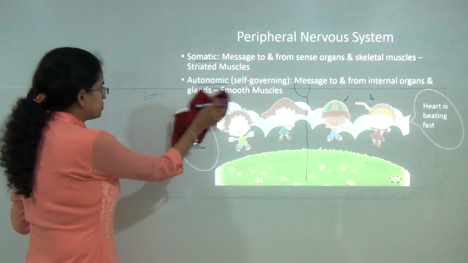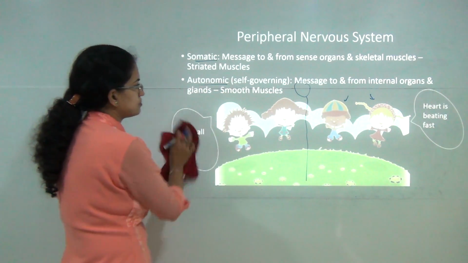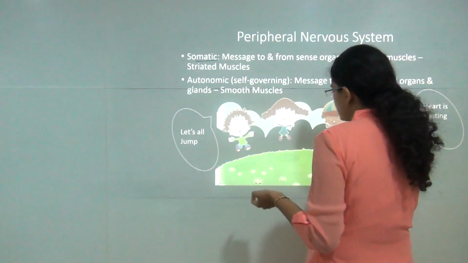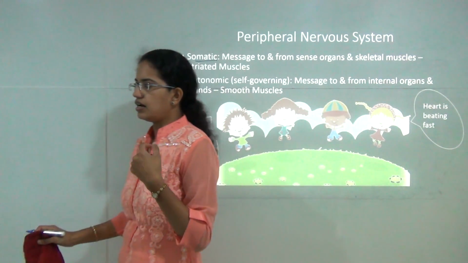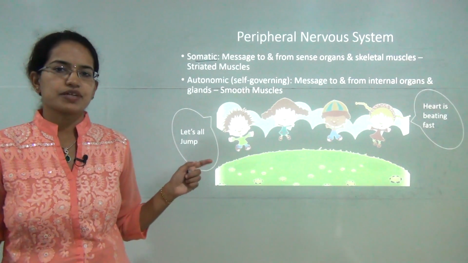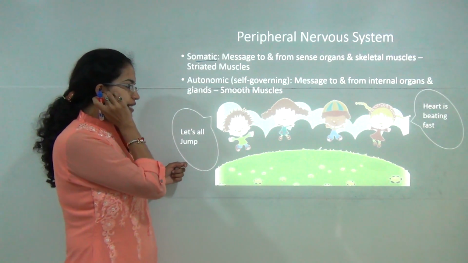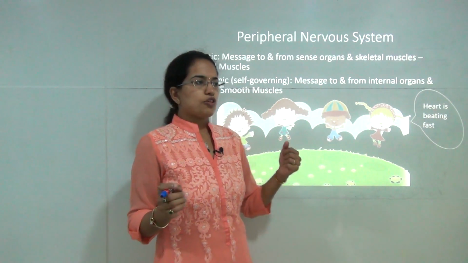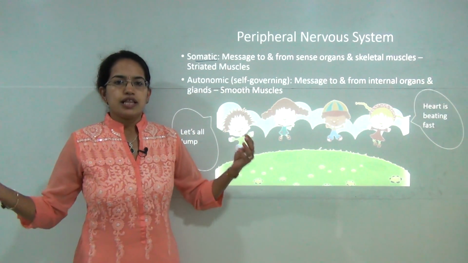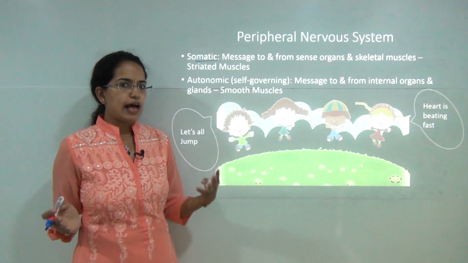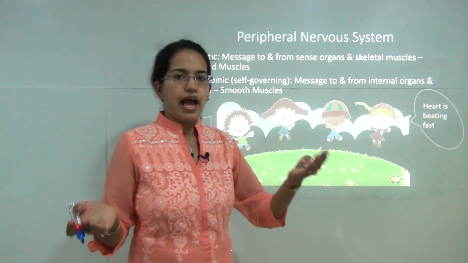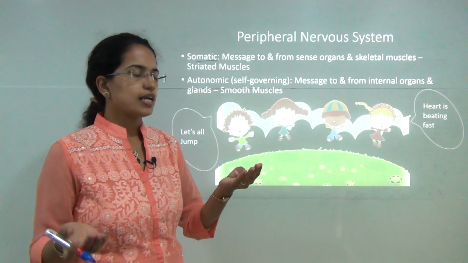Now throughout this lecture we will take some simple examples to help understand the concepts, and then we will move to the real scientific structure of neurons. Now let's say you have 4 kids playing in the garden. The first kid tells everyone, let's jump. So all the 4 kids together start to jump.